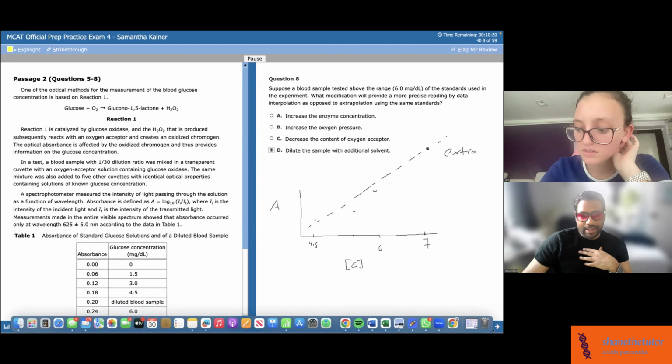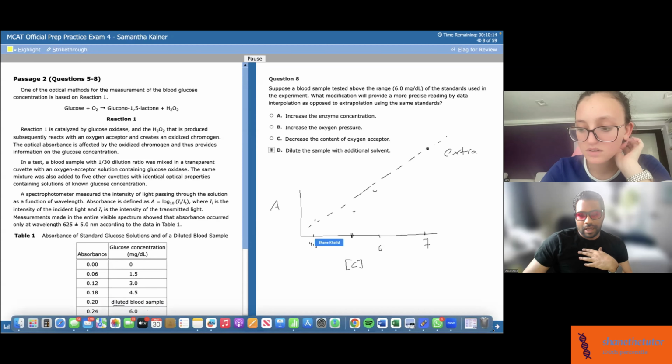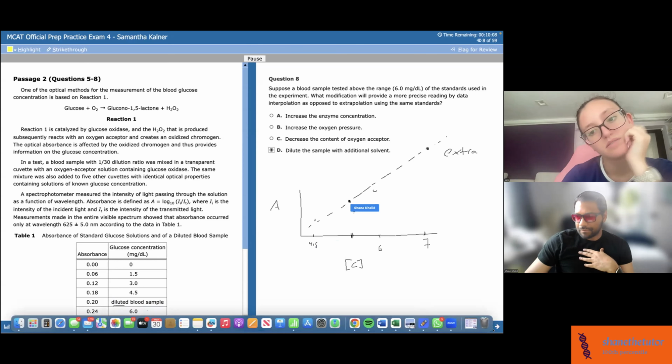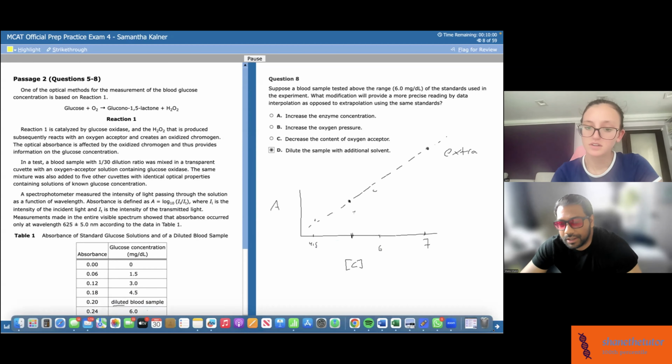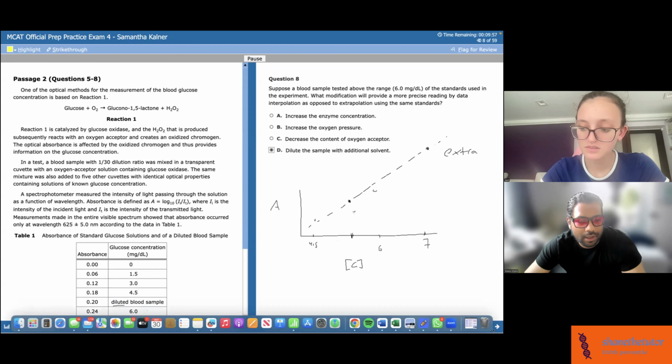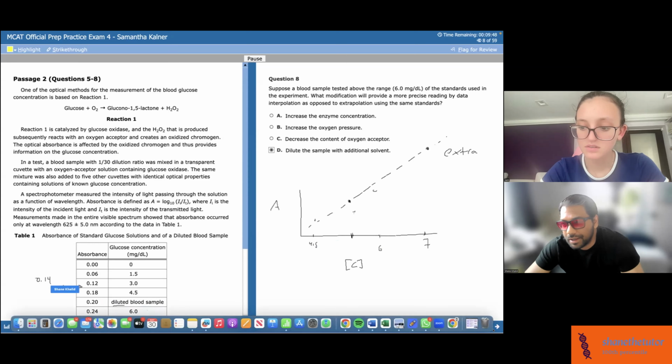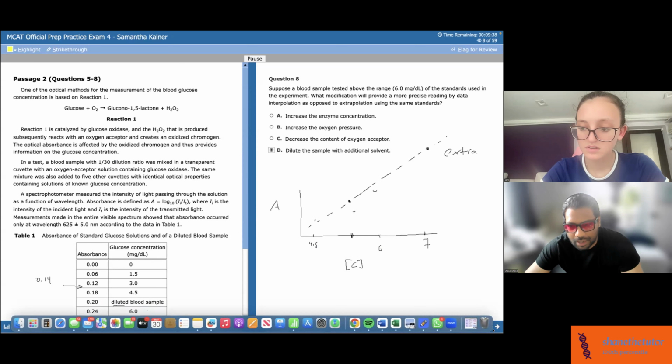But for this diluted blood sample, which is between the measurements at 4.5 and 6, that is interpolation, just because it's in between. We can figure out through interpolation what the glucose concentration would be at an absorbance of 0.14, because it's in between values that we already know, right? So that's interpolation versus extrapolation. Okay, sounds good.